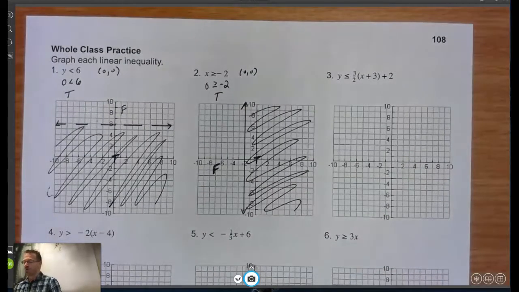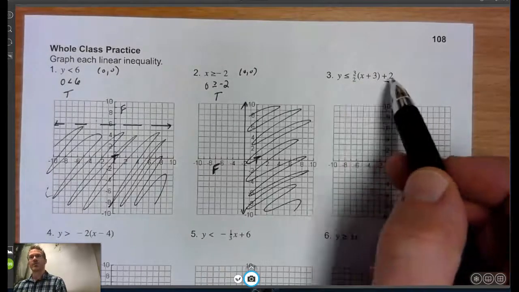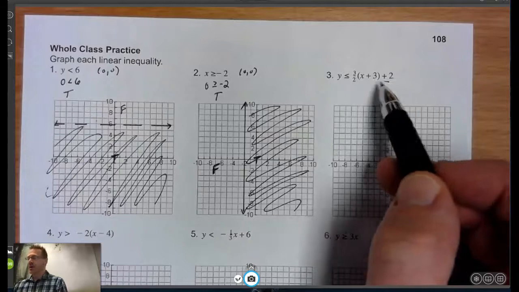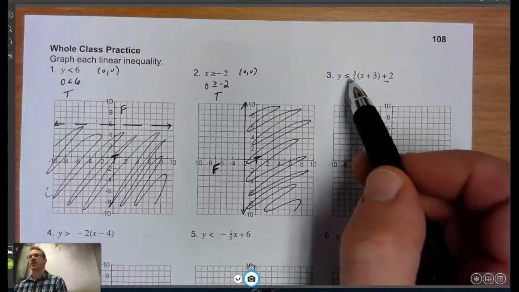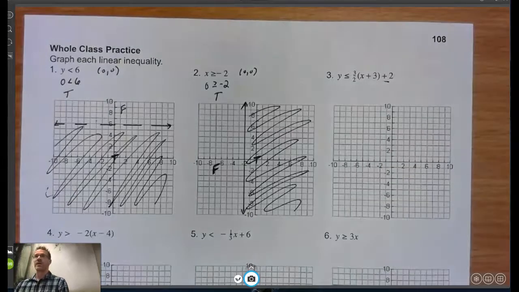All right, let's try to do a few more examples together here. Let's look at number 3. Notice we're in point slope form. And then I also know I get y is less than or equal to 3 halves times (x plus 3) plus 2. So I know it's still going to be a solid line.